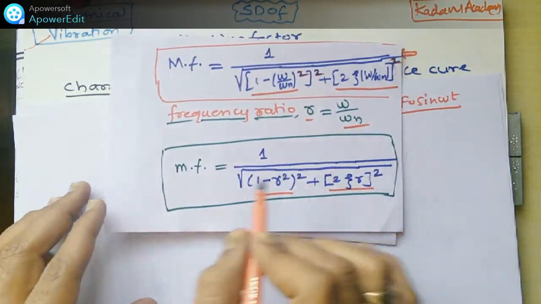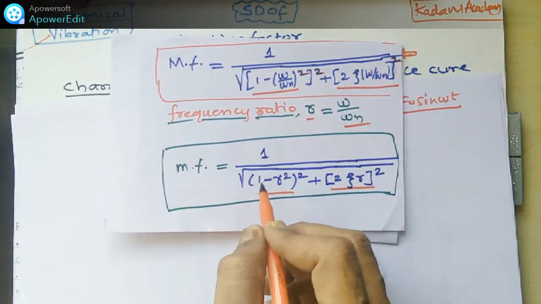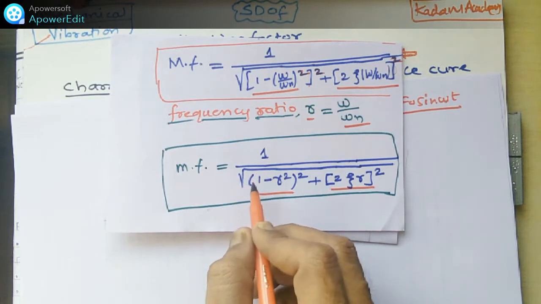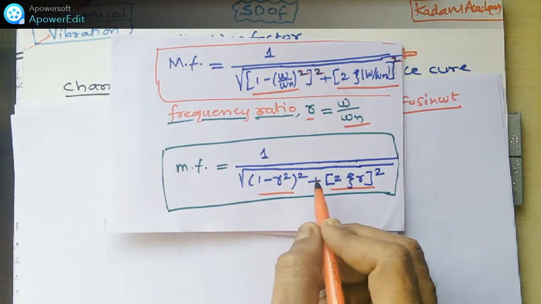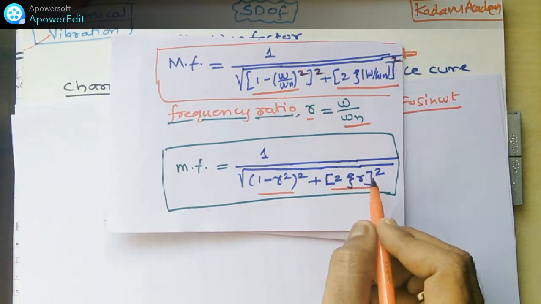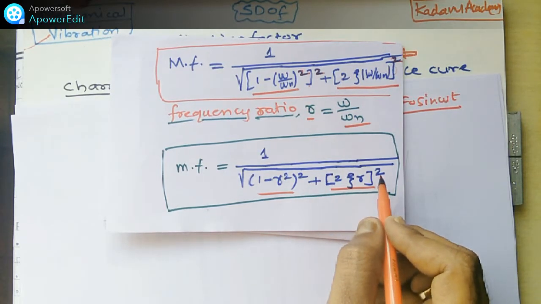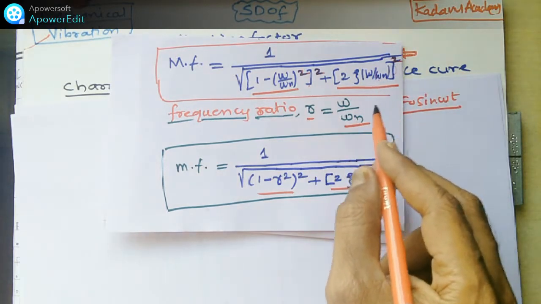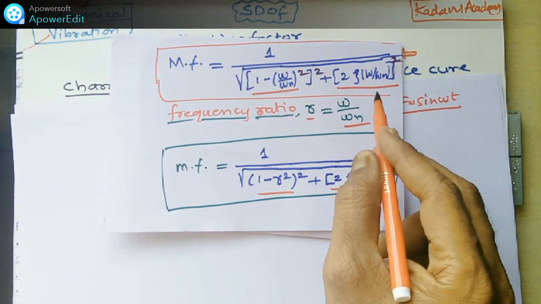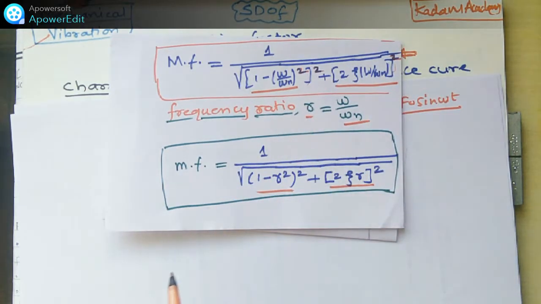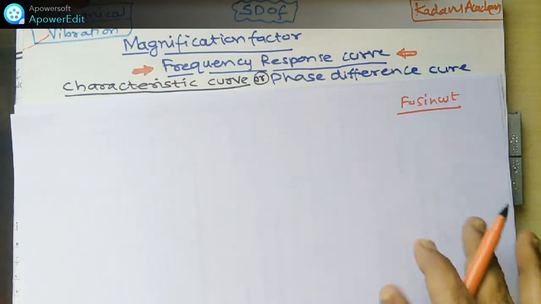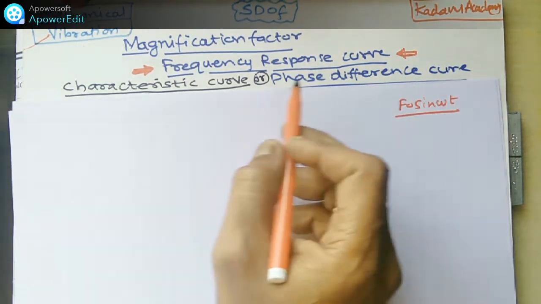If you put the value of omega by omega n as small r, the formula becomes: F is equal to 1 upon the square root of the bracket 1 minus r squared, squared, plus the bracket 2 zeta r, squared. Here omega by omega n is replaced by r. So this is the magnification factor we have already studied. Now we study the frequency response curve.